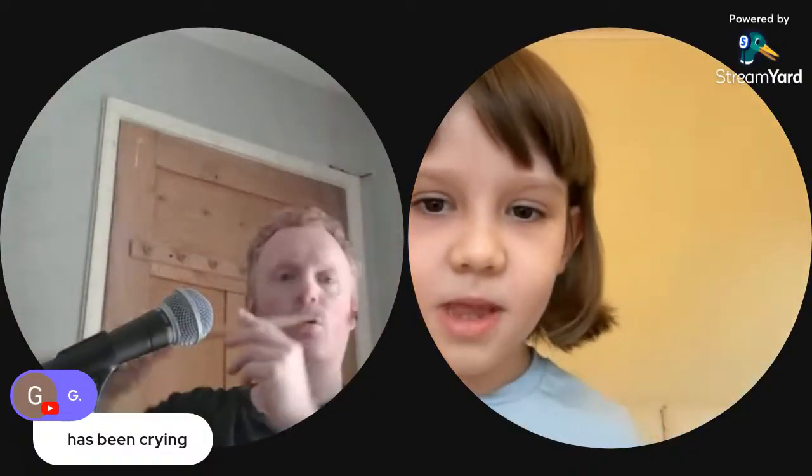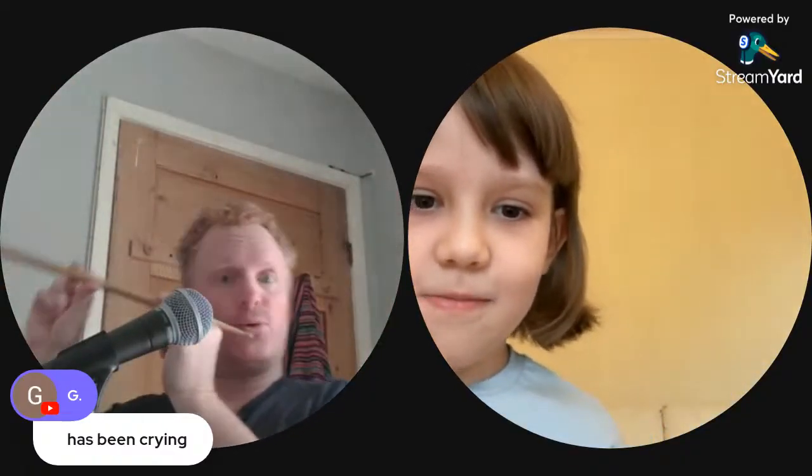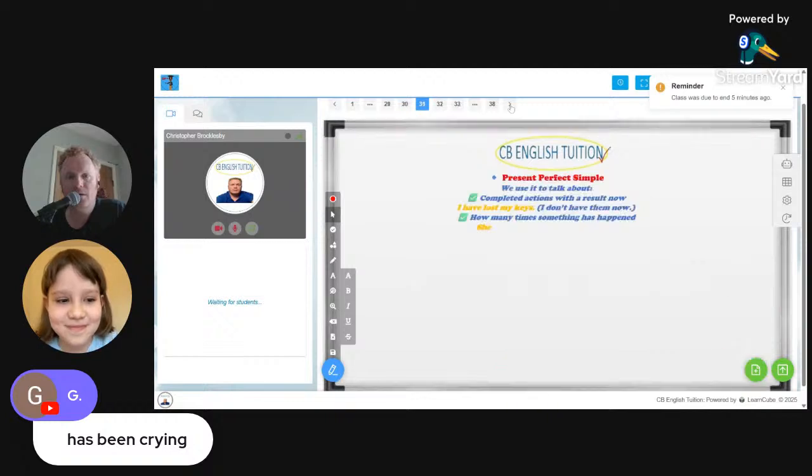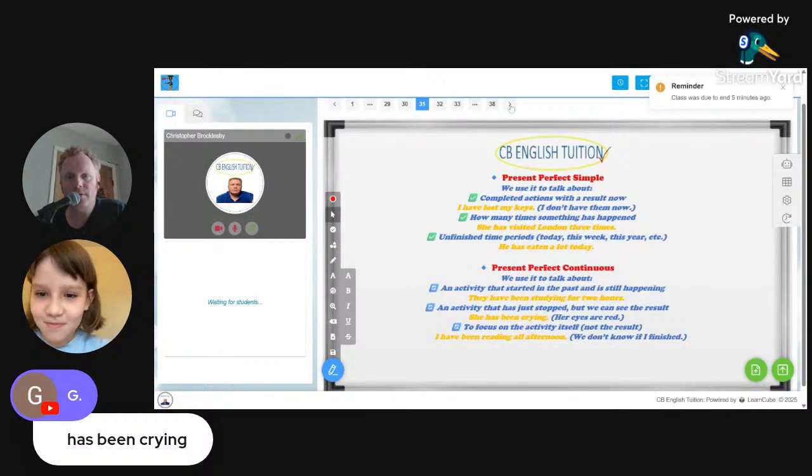Okay, one more. What's this? What have I been doing recently? Playing the flute. Has Chris been playing the flute recently? Yes. Okay, let's go back to the normal view. What was the normal view? Like this. And the next page. Do you know what the next page is? A game. More. Oh, what is this?